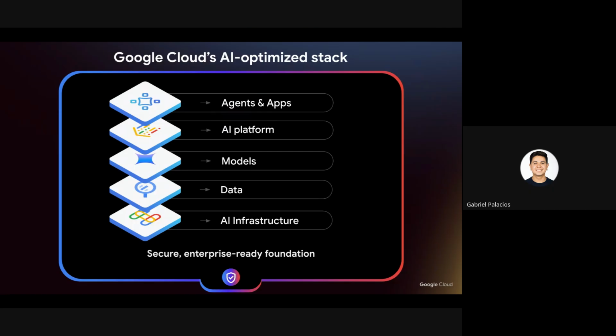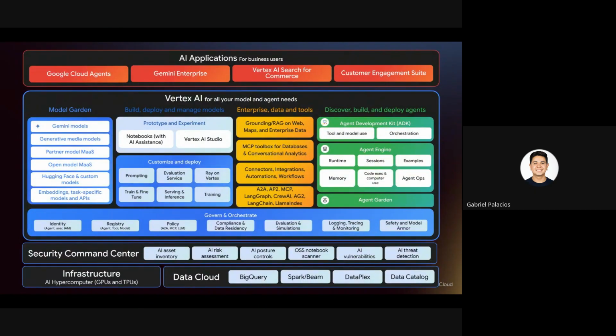I know that this is not very descriptive, so let me give you more of a representation of what is actually Vertex AI. And you will see at the bottom, we have our infrastructure, as I mentioned, GPUs and TPUs. In the data cloud, we have BigQuery, we have different data governance. On top of that, we have Security Command Center. For Security Command Center, we provide services like asset inventory. You can do posture controls, AI vulnerabilities, threat detection, and much more services.